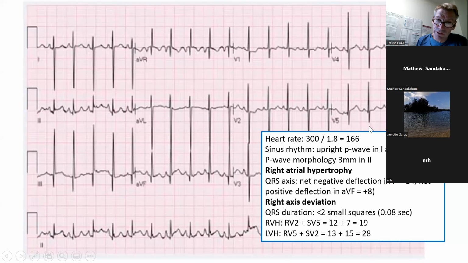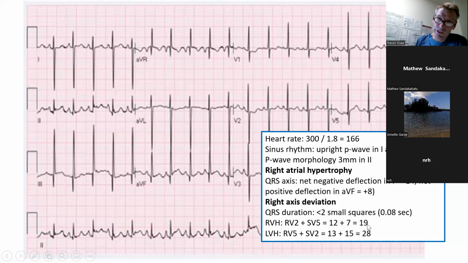And then you can calculate whether or not there's any evidence of ventricular hypertrophy. And we said that you'd calculate the RV2 plus SV5 when you're looking at right ventricular hypertrophy. In this case, it's 19, and left ventricular hypertrophy is RV5 plus SV2, and in this case it's 28. And you might remember that the threshold for ventricular hypertrophy is about 35 millimeters.